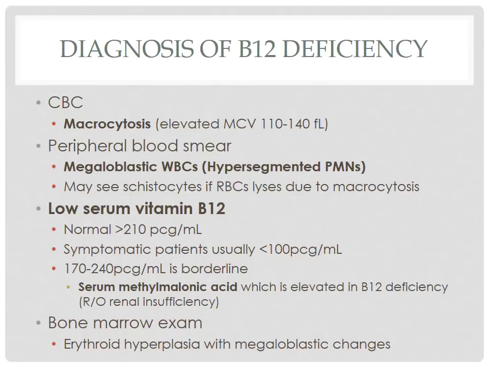You may also see schistocytes if the red blood cells are lysed, and this happens because of macrocytosis. The red blood cells become so large that eventually they burst.